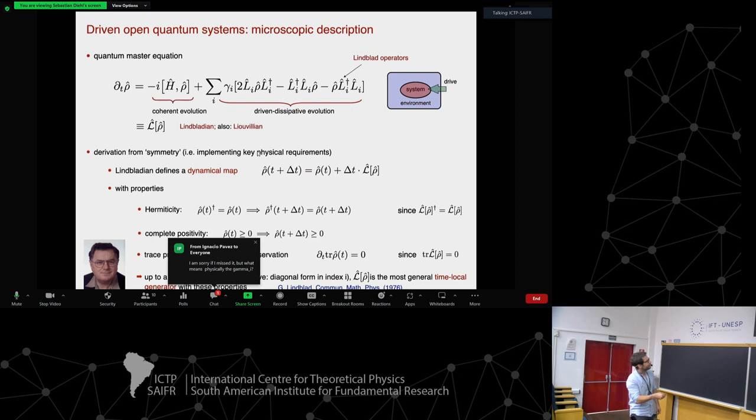Physically, the gamma_i here, that's very good, I forgot to mention that. The gamma_i's are the strength of decay rates. It's the strength of the dissipative processes that act in this system. It has a dimension of energy, and it describes how fast the decay is out of the system. I mean, we'll come to this in an example.